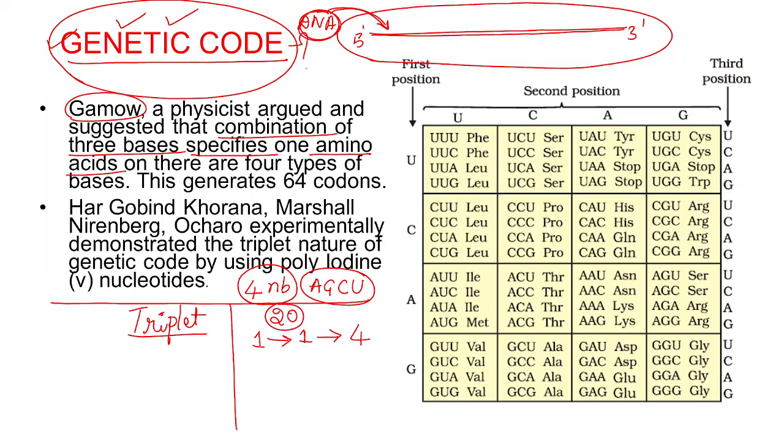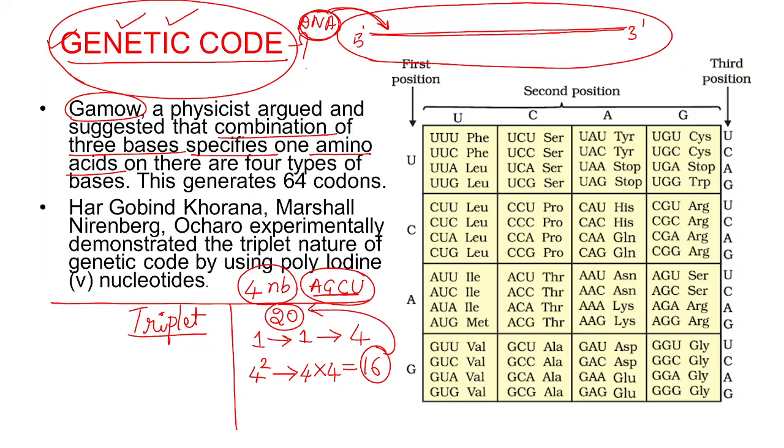Then if you take a combination of 2, the combination of any 2 nitrogenous bases will be equal to 4 raised to 2, because you are taking a combination of 2, and totally 4 nitrogenous bases are there. So it will be equal to 4 into 4, that will give rise to 16 codons. But these 16 codons which are formed cannot code for all the 20 amino acids. Is that clear? Only 16 codons will be formed.